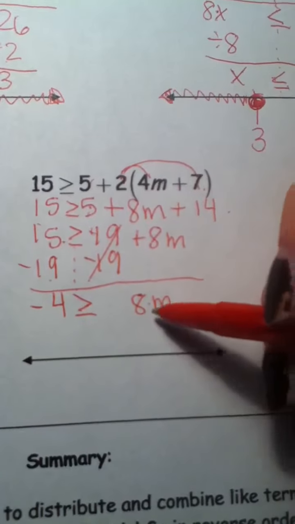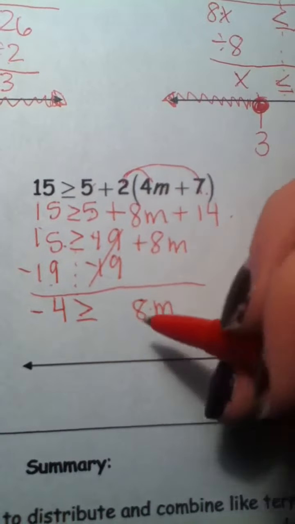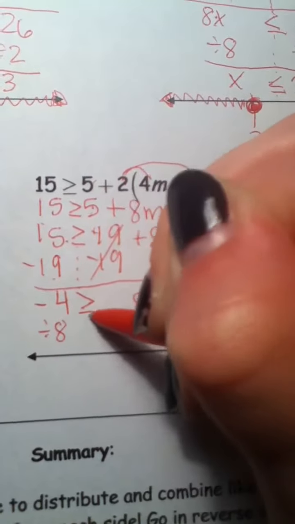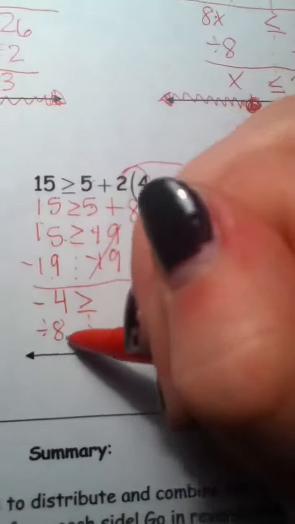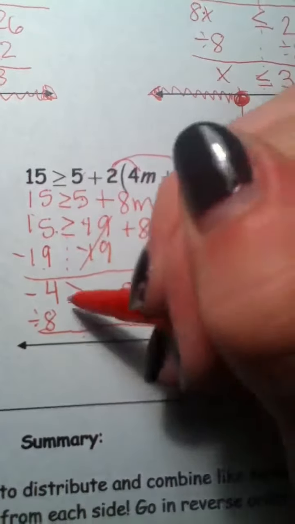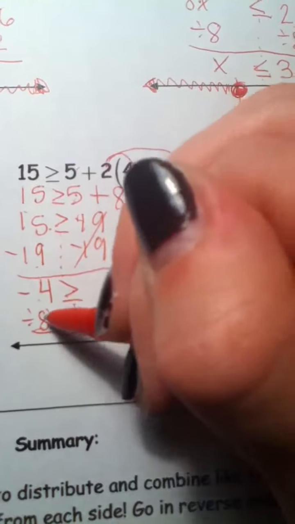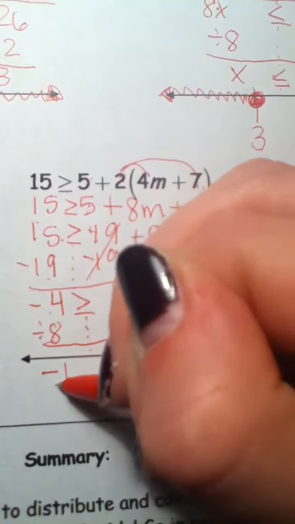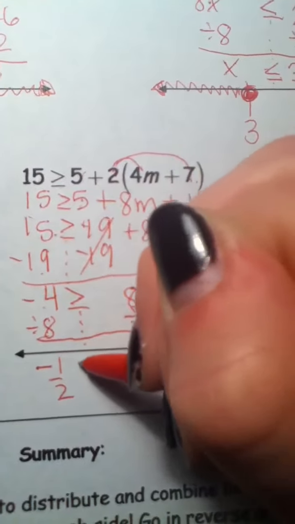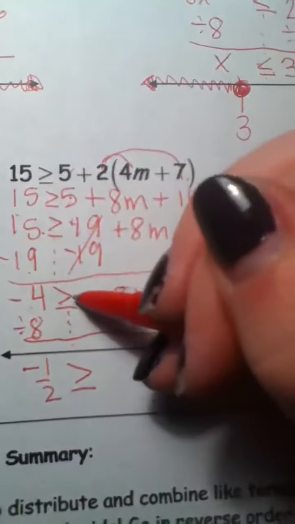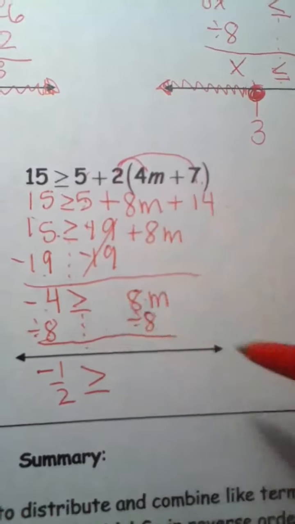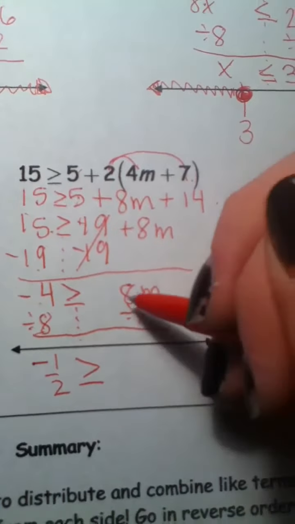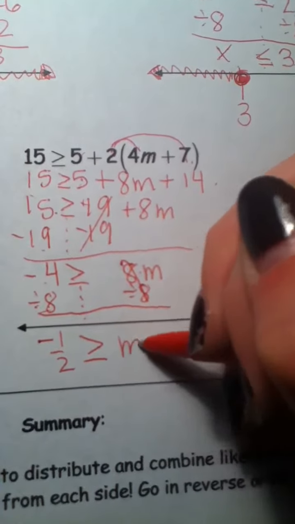Okay. I want m by itself. So, how am I going to separate it from 8 times m? Divide by 8 on both sides of our inequality. There's your dividing line to show you. Okay? Negative 4 divided by 8, if we want to simplify, this is a negative 1/2. Carry down my sign. Keep it the same. I divided by a positive, so that did nothing to my sign. 8m divided by 8 leaves me with 1m.